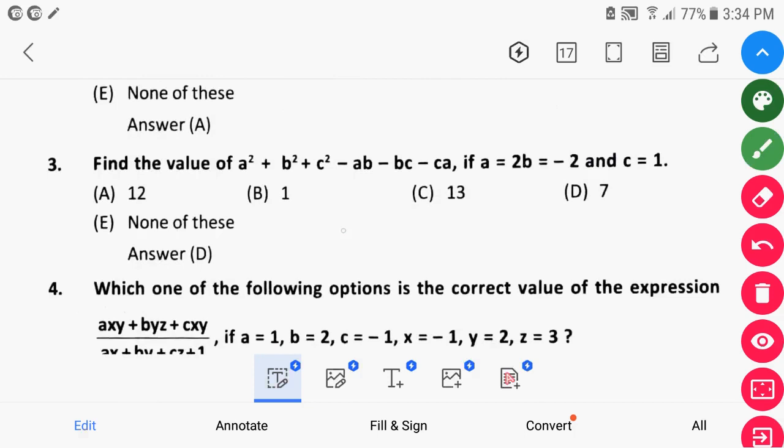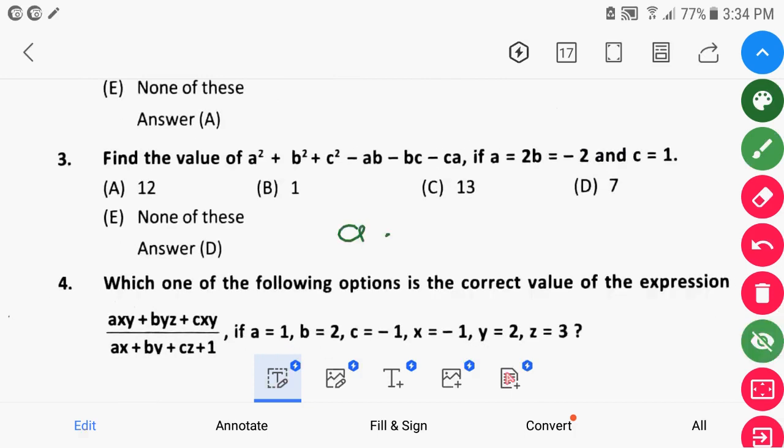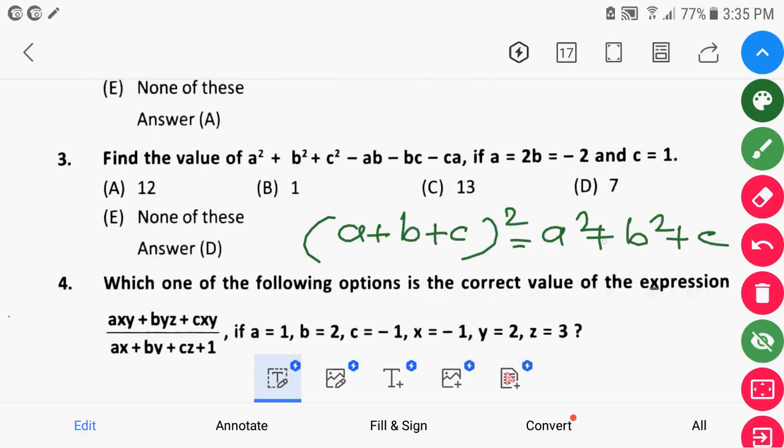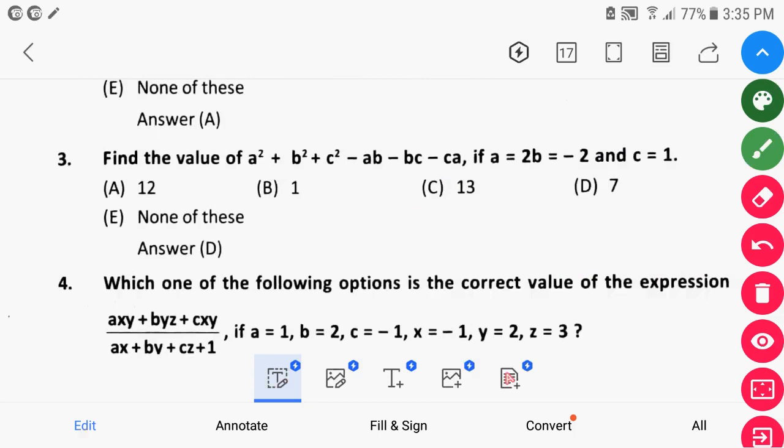We have one formula that a plus b plus c whole square is equal to a square plus b square plus c square, plus 2ab plus 2bc plus 2ca. But here no 2ab, 2bc, 2ca is there. So you have to directly put the values inside it. Okay.